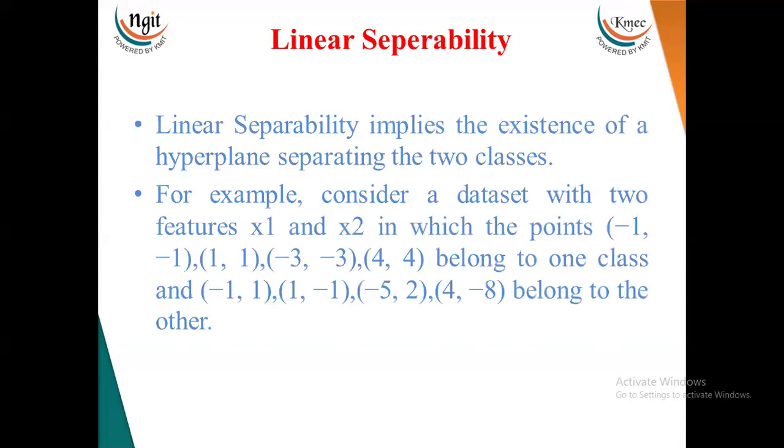Now coming to the next topic, linear separability. When you get different sets of points.